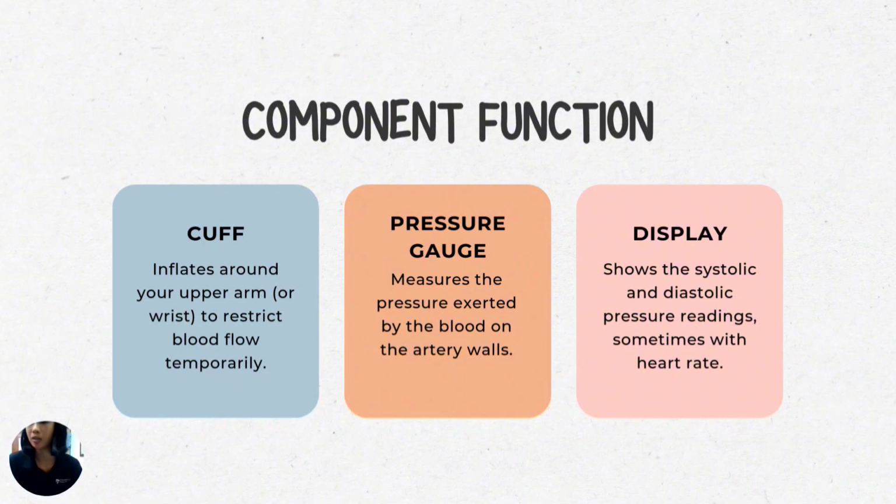Next, I will talk about the component function of blood pressure monitor. Blood pressure monitor is composed of cuff, pressure gauge, and displays. Cuff inflates around our upper arm to release blood flow temporarily. Pressure gauge measures the pressure exerted by the blood on the artery walls. Displays show the systolic and diastolic pressure readings.